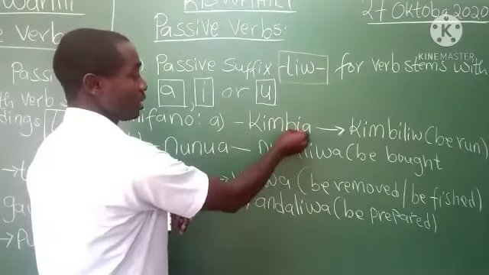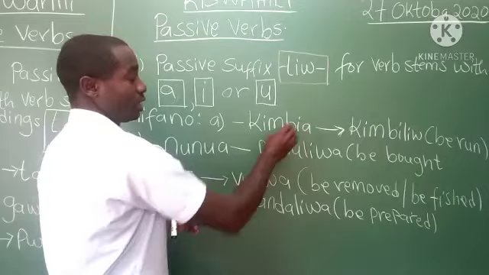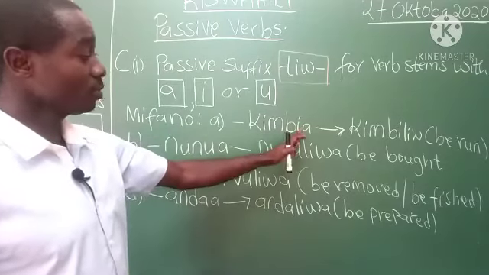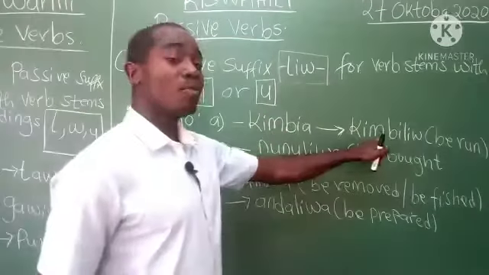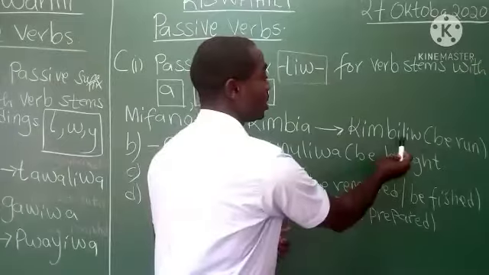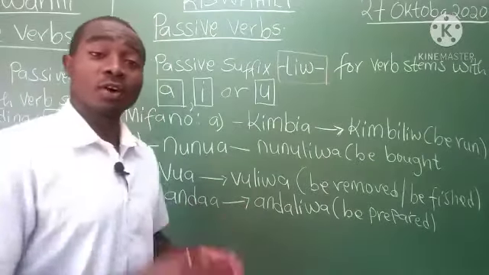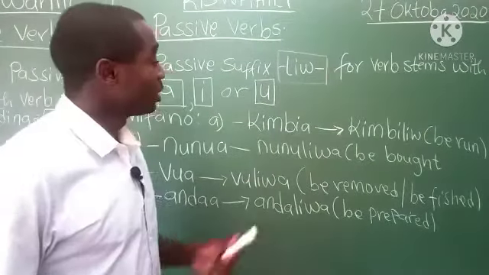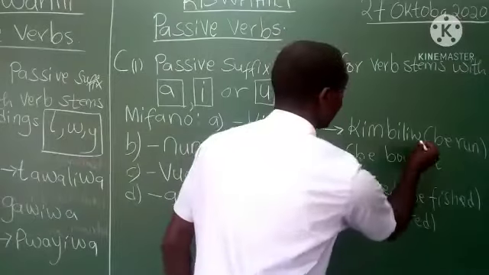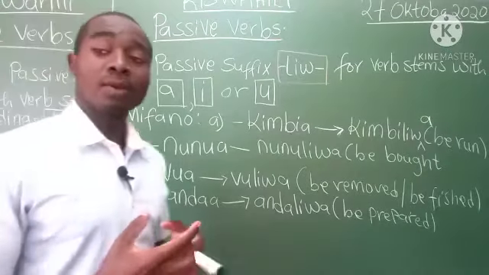Here we have I, kimbia. This is the verb stem, kimbi, so it ends with I. We insert this li between I and A, so it will be kimbiliwa. Are you seeing it properly? Kimbiliwa. Kimbia is like Eliud Kipchoge, Usain Bolt, kimbia. Then kimbiliwa. We have just omitted an A here.